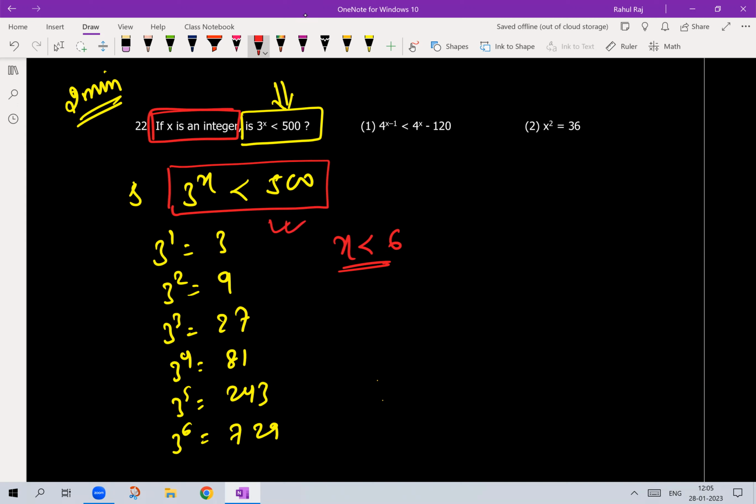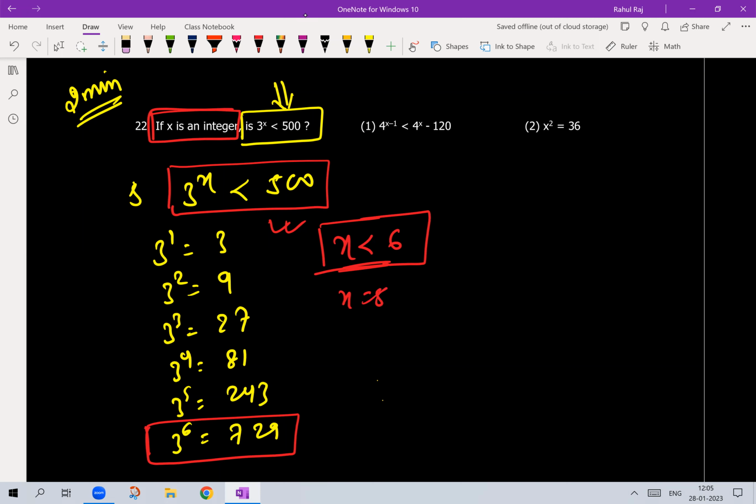Yes. So my question is simple, because 3 to the power 6 is equal to 729. My question is asking, is 3 to the power x less than 500? If I take x is equal to 6, it is not less than 500, it is greater than 500. If I take x less than 6, and considering x as an integer, so you can't take 5.5, 5.4 and all, it has to be an integer. So if x less than 6, x is equal to 5. If I take x is equal to 5, 3 to the power 5 is less than 500. You take any value of x less than 6, 3 to the power x will be less than 500, considering x as an integer. Please understand.